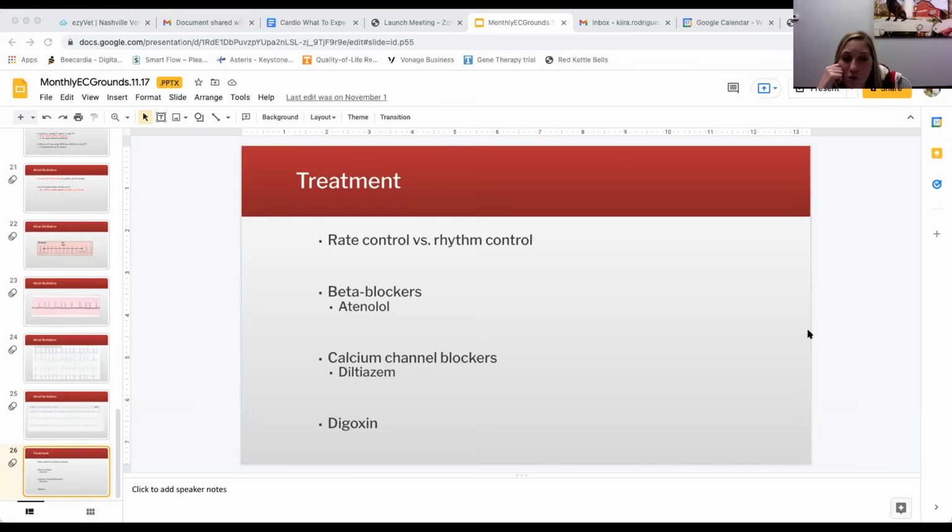We can convert them to normal sinus rhythm with electrical cardioversion, or you can do medical conversion with medications. Horses often convert with quinidine, and there are some medications we can use in dogs to convert them. But again, those are really cases of lone AFib where they have normal cardiac structure and function.